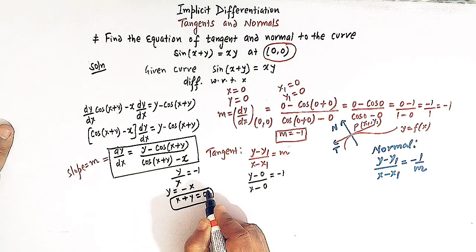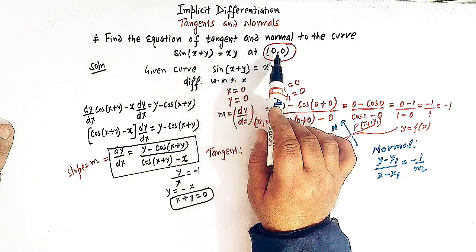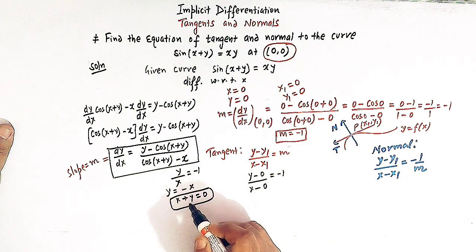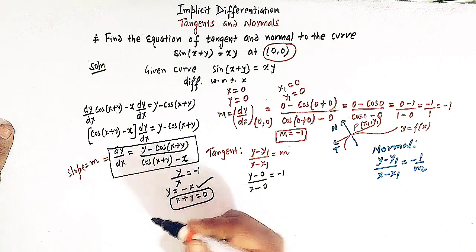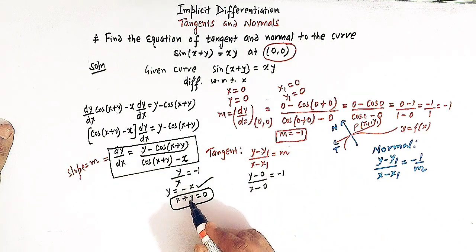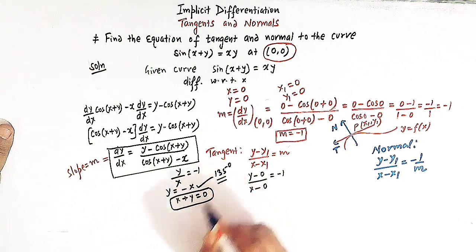So this is the equation of the tangent to this curve at 0 comma 0, right? And we can easily see that this tangent passes through 0 comma 0 and makes an angle of 135 degrees with the positive direction of x-axis, right?